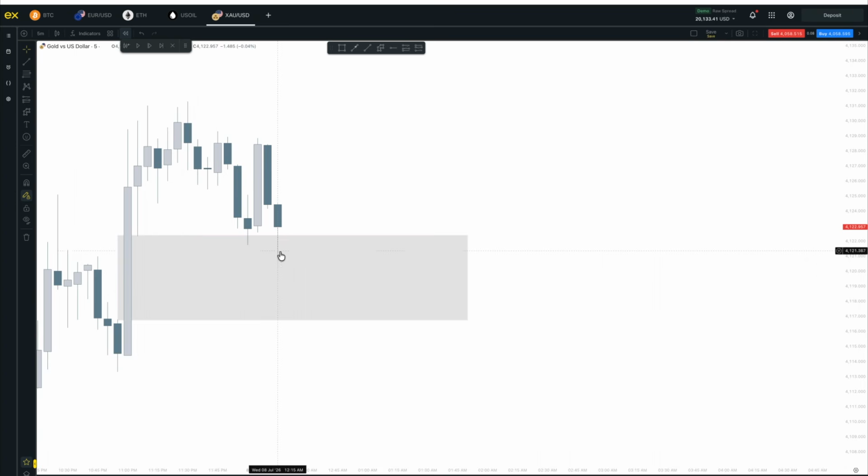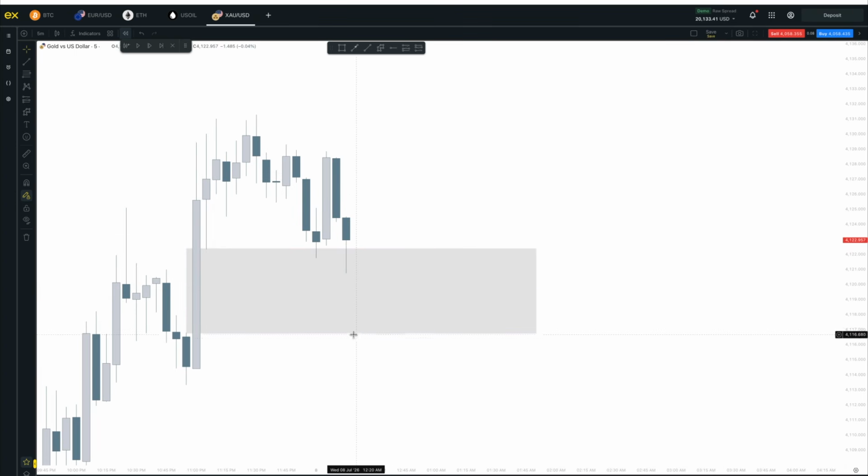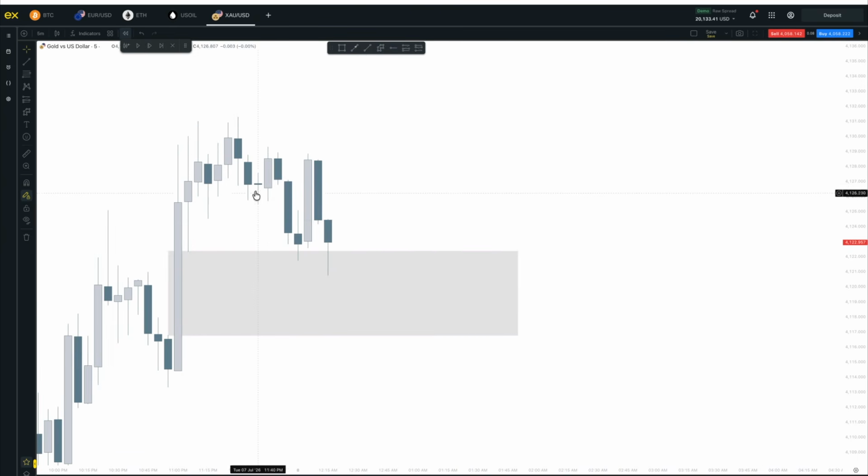Okay, in this area it should not touch the bottom of this fair value gap, because that will be the target of our trade. So it should not touch the target first. Now the first thing was finding a fair value gap, then a retest, and then a second retest.